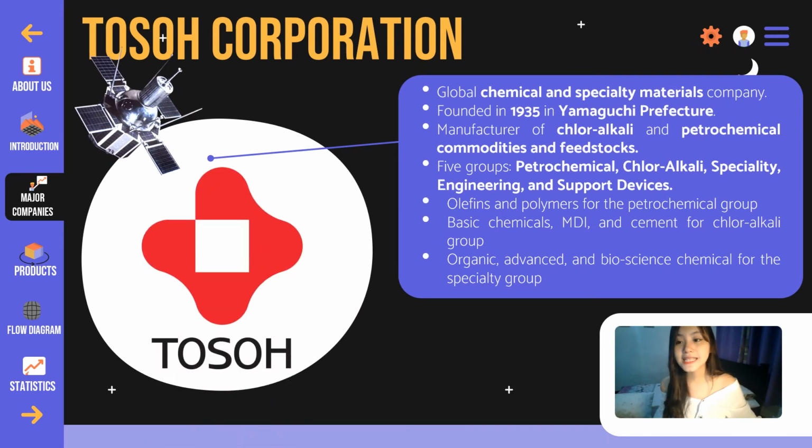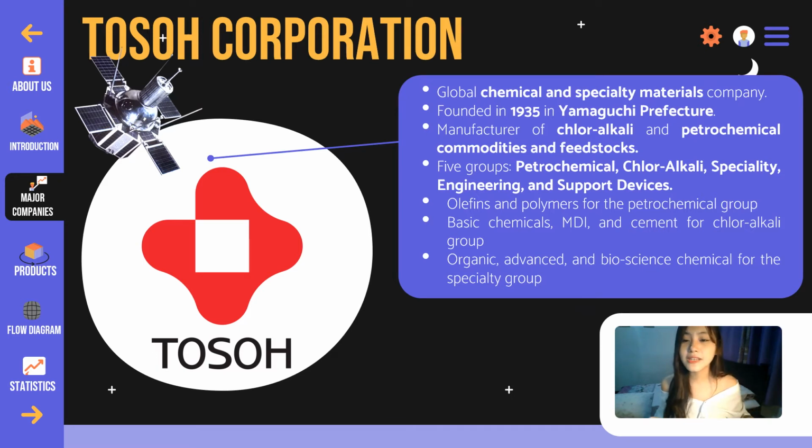Lastly, we have the TASA Corporation. TASA Corporation is a global chemical and specialty materials company. It was founded in 1935 in Yamaguchi Prefecture. It began as a manufacturer of chlor-alkali and petrochemical commodities and feedstocks. Today, it produces other chemical-related products.